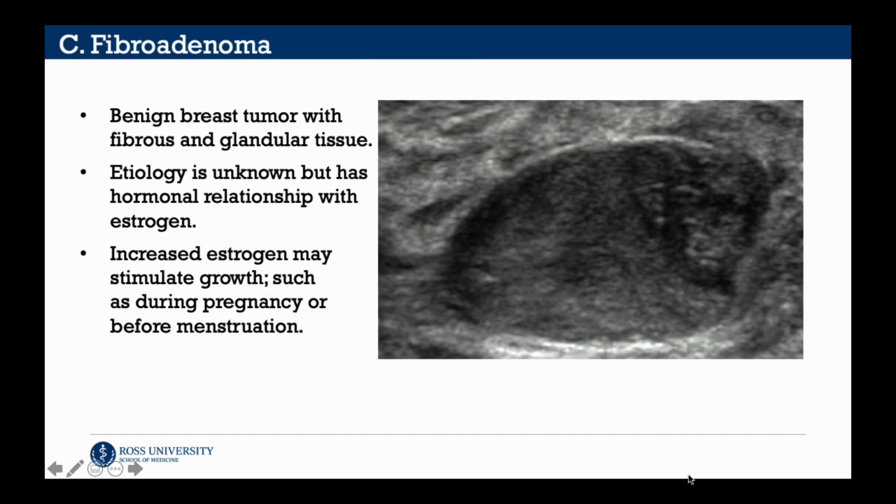Fibroadenoma. We will also be looking at it. This is a benign breast tumor with fibrous and glandular tissue. It is the most common breast mass in women younger than 35 years old. Etiology is currently unknown. It has, however, been established to have a hormonal relationship with estrogen. Increased estrogen may stimulate growth, such as during pregnancy or before menstruation.